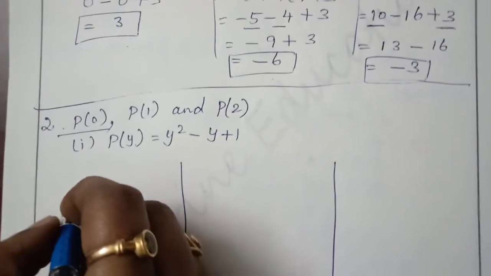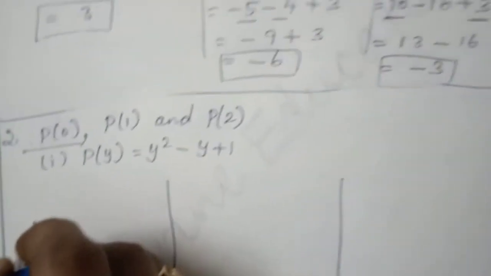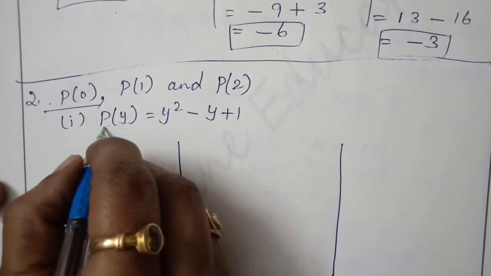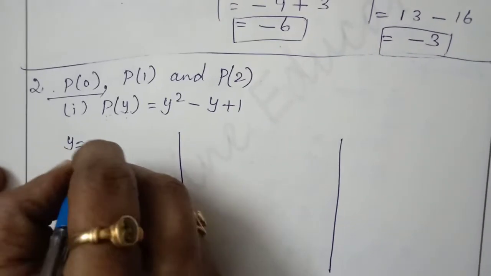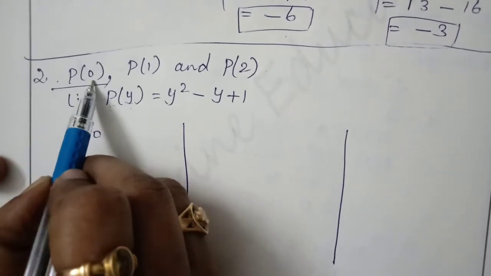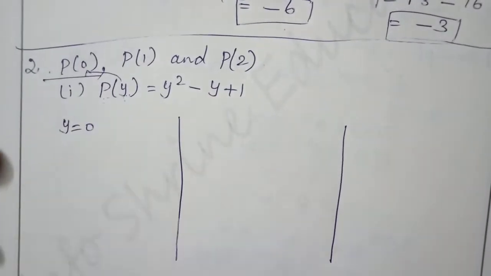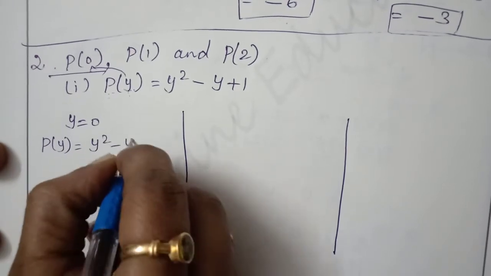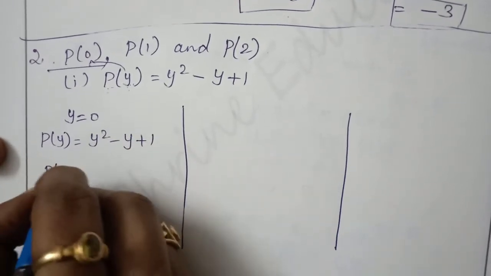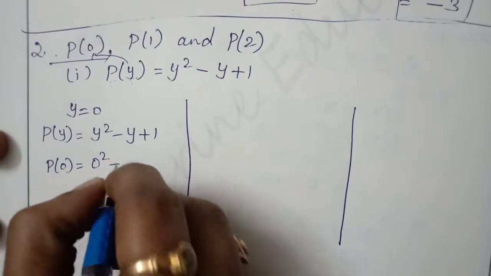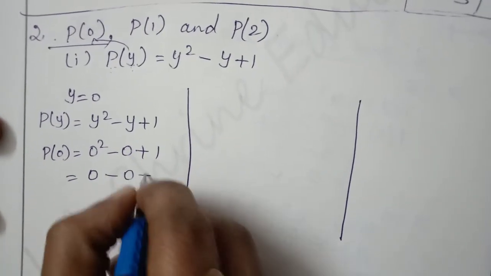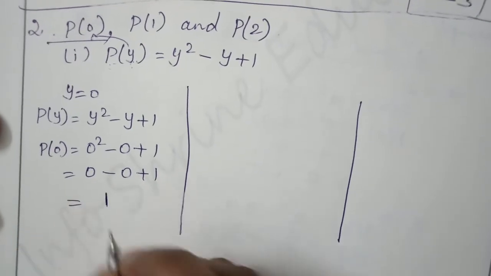Let's do it P of 0. P of 0 means P of y, so y is equal to 0. See, look at here, P of 0. Here P of y. So y is equal to 0. P of y is equal to y square minus y plus 1. So P of 0 is equal to 0 square minus 0 plus 1. So 0 square is 0 minus 0 plus 1. So the answer is 1.